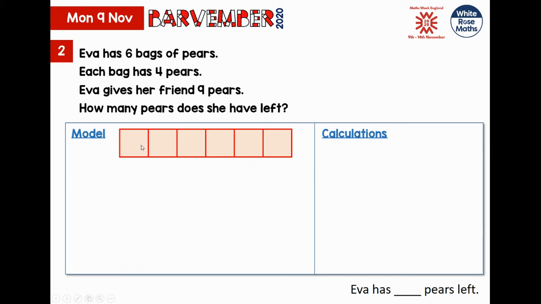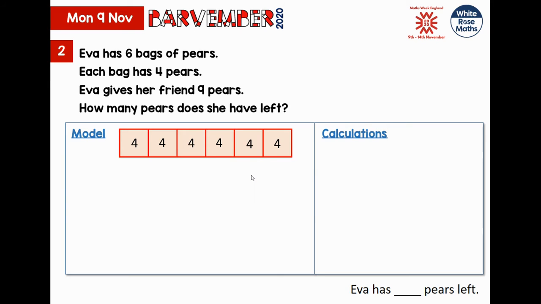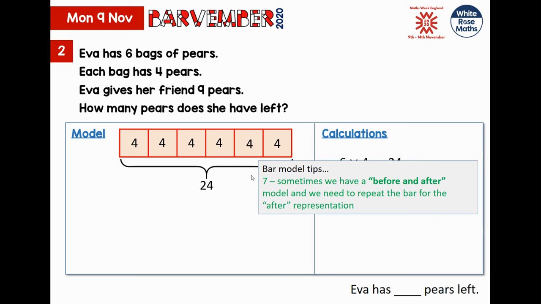So these are equal parts because each bag has the same amount. And whenever we have equal parts, that's a big clue that we have a multiplication or division problem. And in this instance, this looks like a multiplication problem, because this tells us how many pears we have in total.